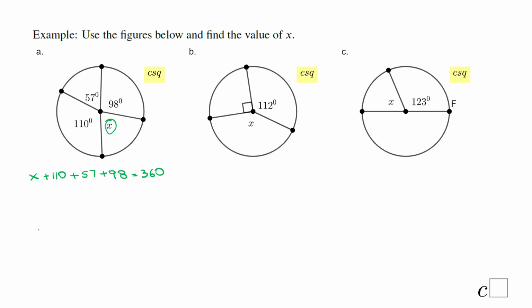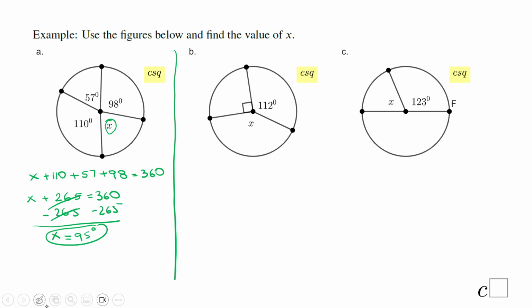So now let's combine the three numbers. We have 110, 57, and 98. If we add these three, we get 265. So 265 equals 360. And obviously the last step will be to subtract 265, and that should be 95. That is how much x is: 95 degrees.